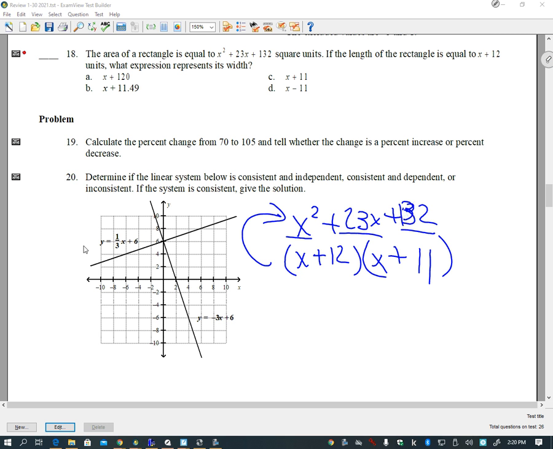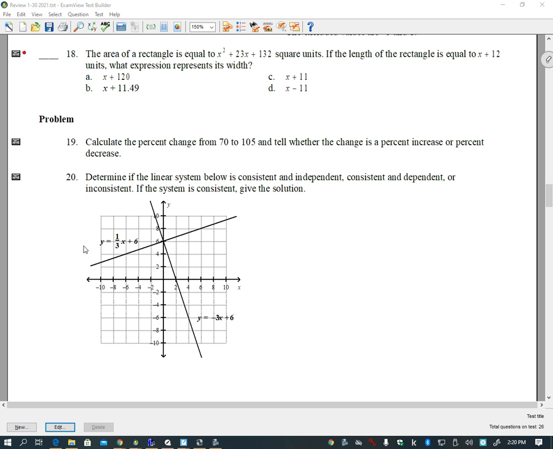All right, so now we're kind of doubling back around to questions that showed up earlier in the review. Calculate the percent change from 70 to 105, tell whether it's increase or decrease. What's my formula for this? Do you have all the right parts? Two of them are in the wrong place. New minus original over original. And we should be able to make some common sense out of this just so that we avoid making that mistake. All right, we're going from 70 to 105.